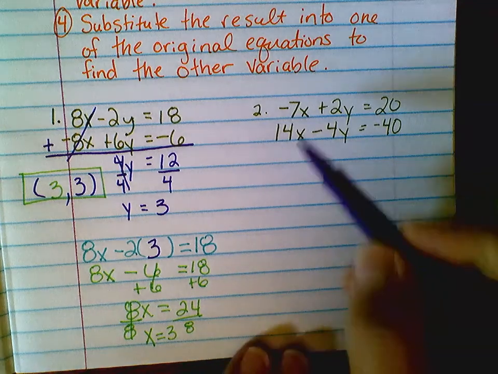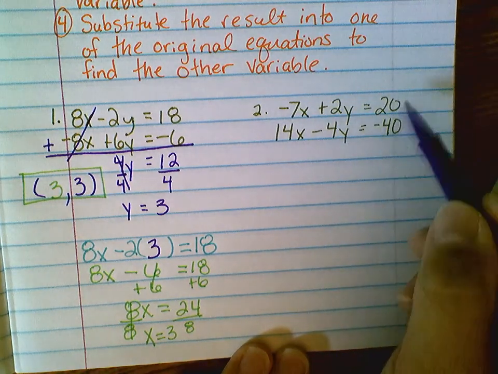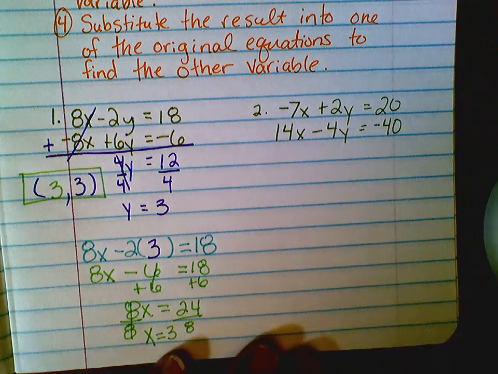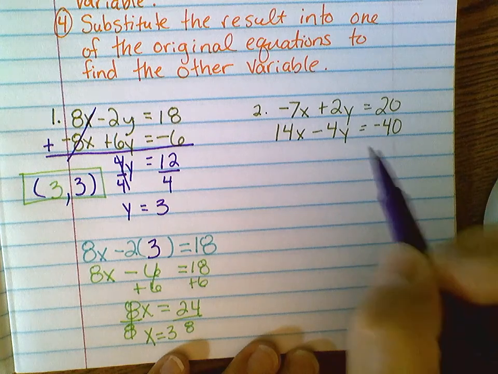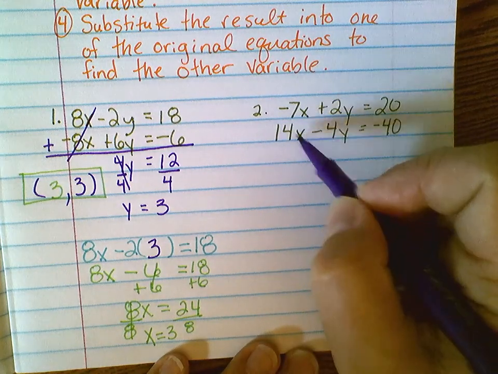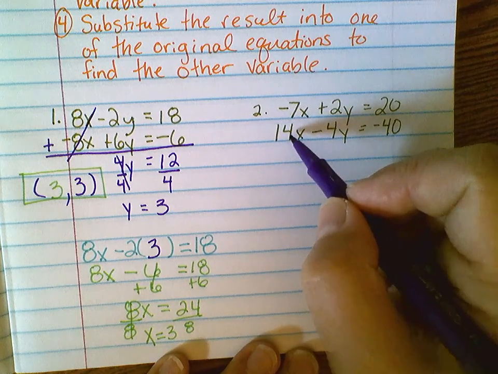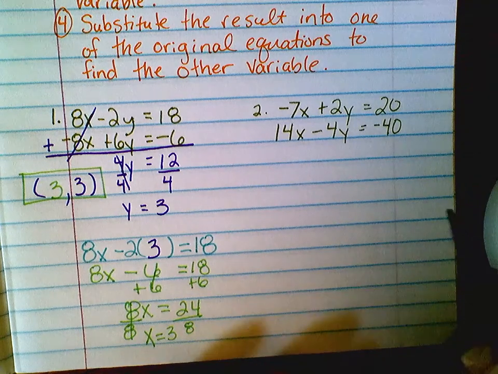For number 2, I'm checking and my variables are lined up, my equal sign, my constant terms, everything's lined up. And now I'm looking for variables that have the same but opposite coefficient. So for my x's, I have a negative 7 and 14, not the same. For my y's, I have a positive 2 and a negative 4, not the same.